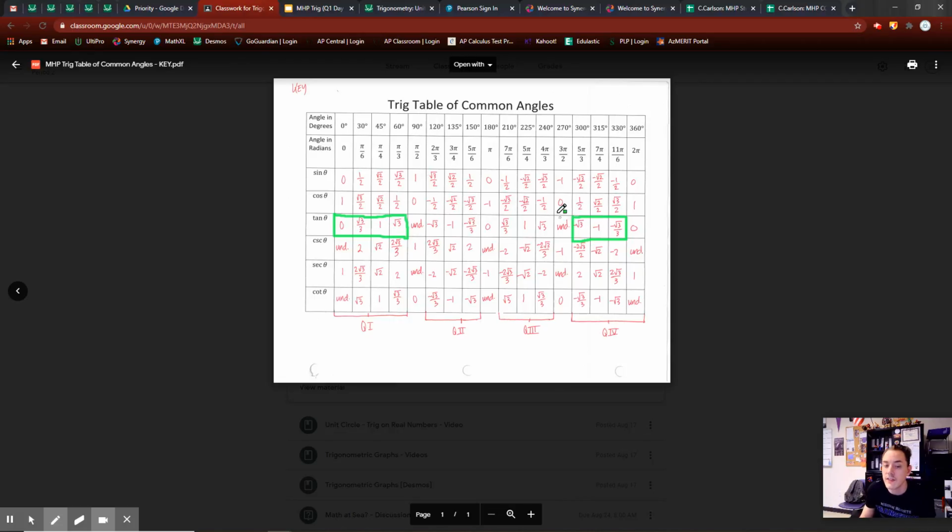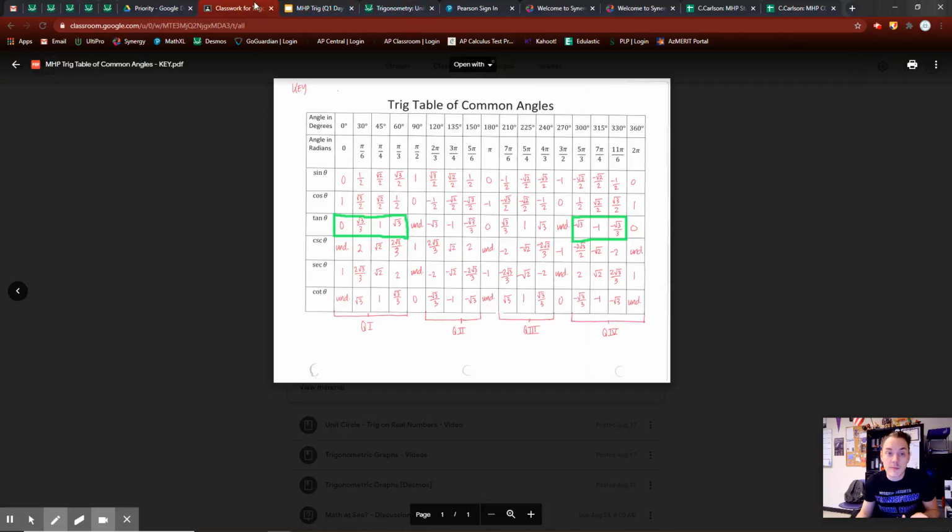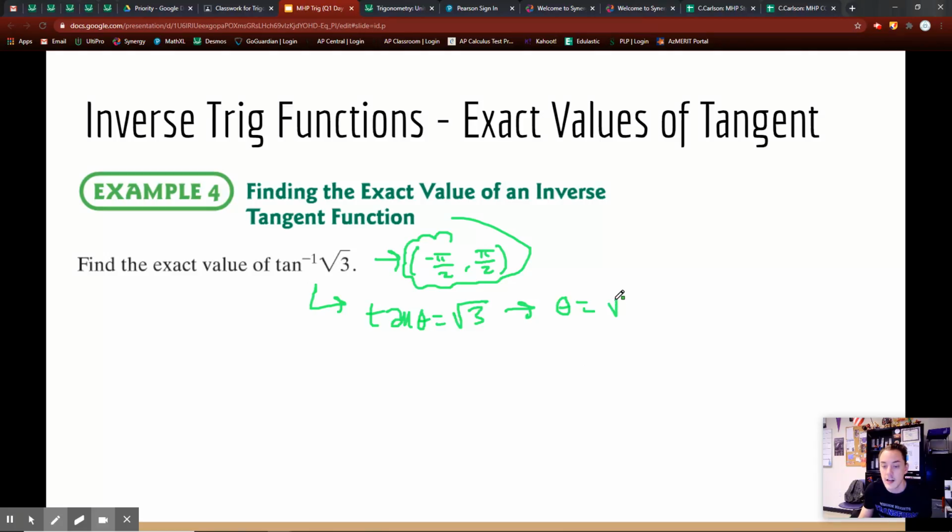So those are the only values that I'm using for tangents, if you can see that. Negative radical 3, which in what I circled gives me positive radical 3. In what I circled, what gives me positive radical 3? Well, that's right here, which is pi over 3, of course. So you can use your trig table of common angles to also find that out. So this is, whoops, I almost did a radical. This is pi over 3.